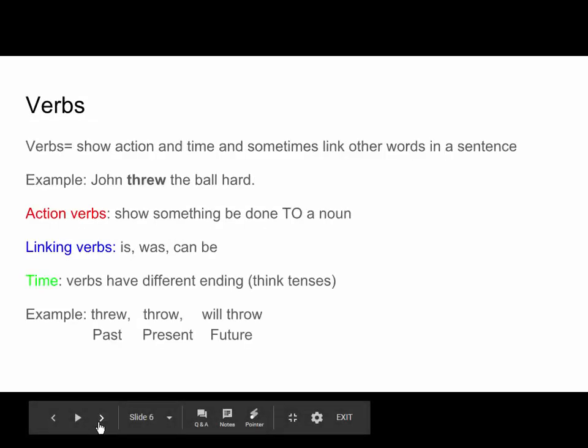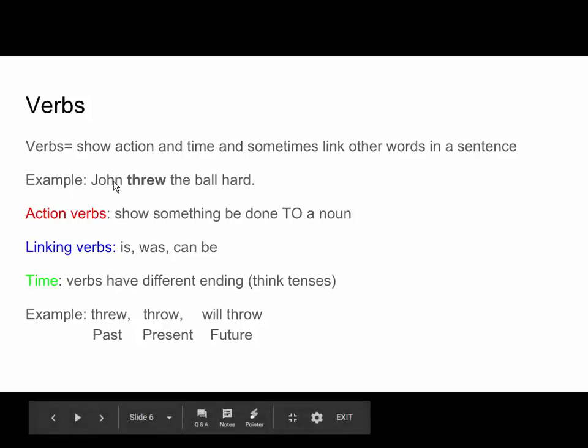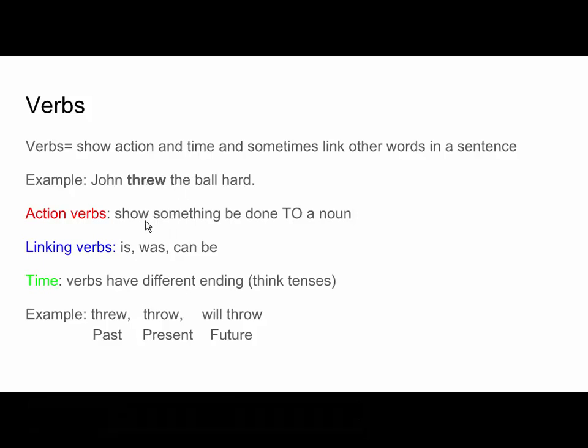So moving on with our parts of speech, verbs. There are different types of verbs. Verbs show action and time, and sometimes they link other words in a sentence. And there's another type of verb called a transitive verb, but we're going to probably just ignore that for now. So this sentence, John threw the ball hard. Threw is what John did. So John is my noun, my proper noun. Threw is an action because it's what was done to the ball. So that meets our definition for action verbs.